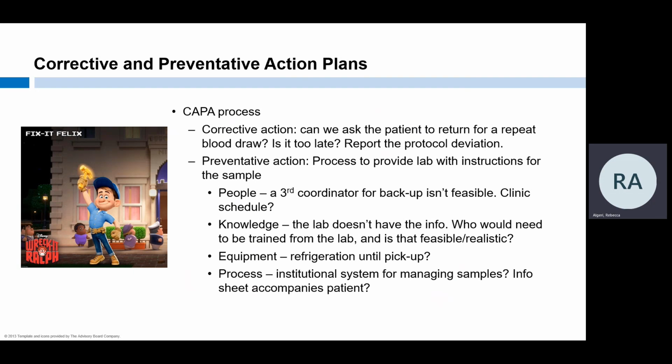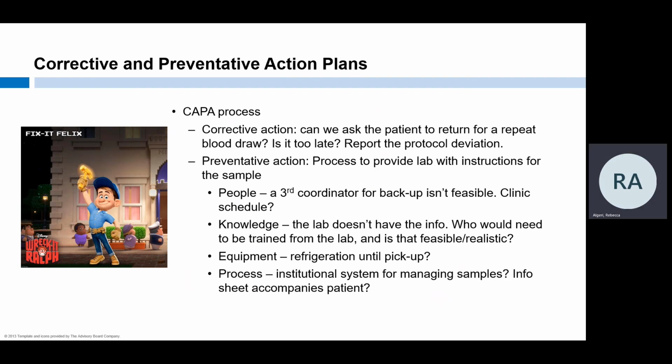Let's channel our inner fix-it Felix and develop our CAPA. The issue at hand is that we're missing a blood sample for this subject for this time point of the study. What's our corrective action plan? Are we still within window to ask the patient to return for a redraw? Is it too late? Regardless, we have a protocol deviation that needs to be reported appropriately.